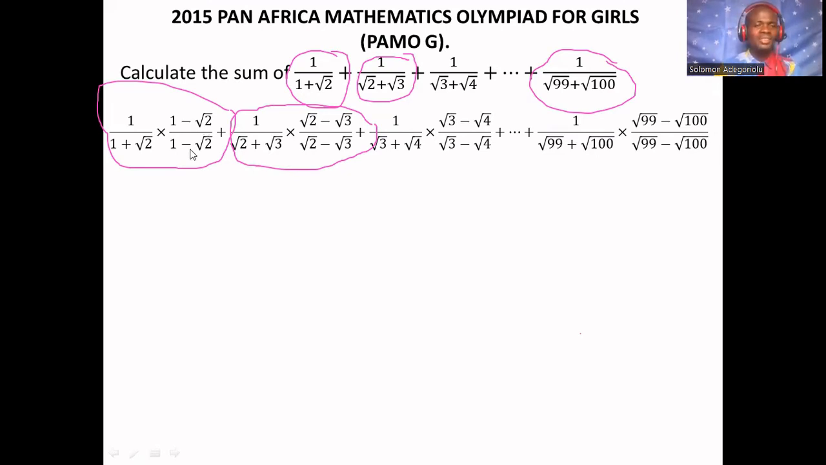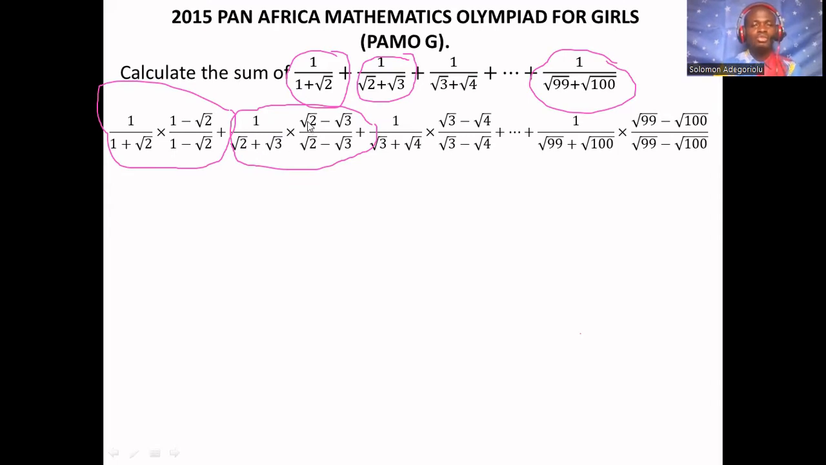But look at the denominator very well. You will observe that this is a difference of two squares. If I simplify 1 plus root 2 times 1 minus root 2, I'm going to get 1 minus 2. I believe you know the process. The same thing is applicable to the second one here.